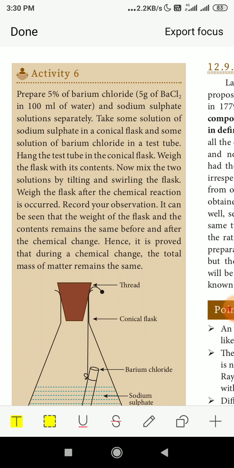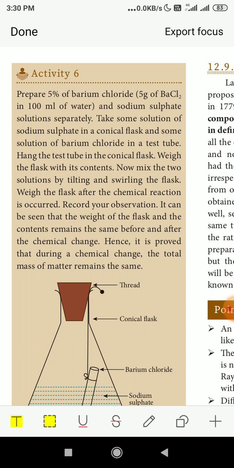Now weigh the flask with its contents, then mix the two solutions by tilting and swirling the flask. Weigh the flask after the chemical reaction has occurred. Before, you have to weigh; after that also you have to weigh. Record your observation. It can be seen that the weight of the flask and the contents remains the same before and after the chemical change.